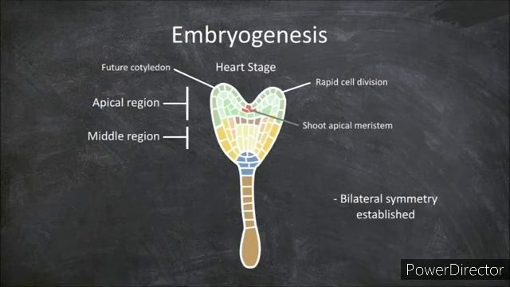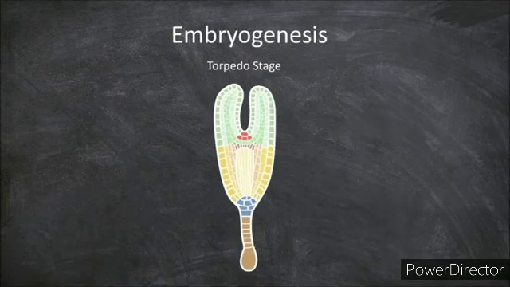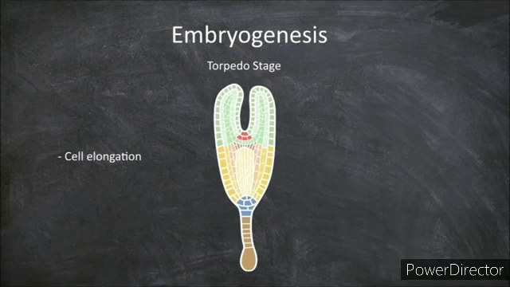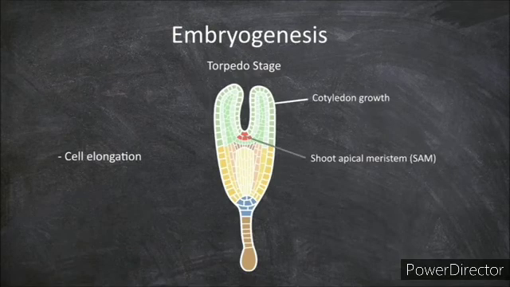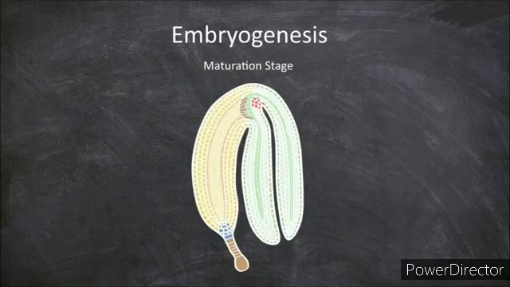The next stage is the torpedo stage. In this stage, cell elongation takes place. The cotyledons grow and the apical meristem is present. The final stage is the mature stage. In this stage, the complete development of the embryo takes place. The cotyledons show a folding structure, which is covered by the seed.